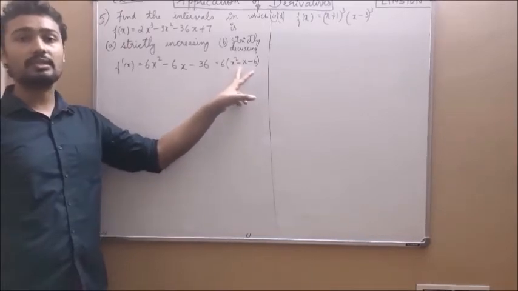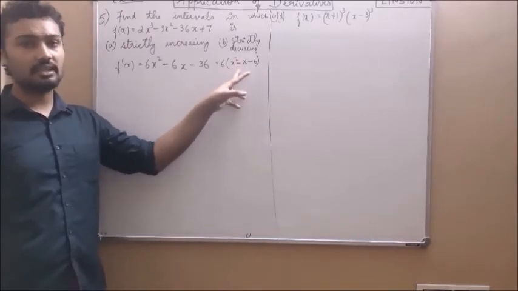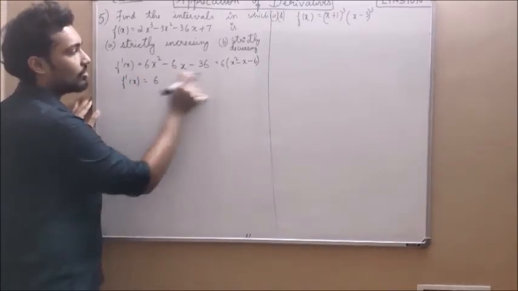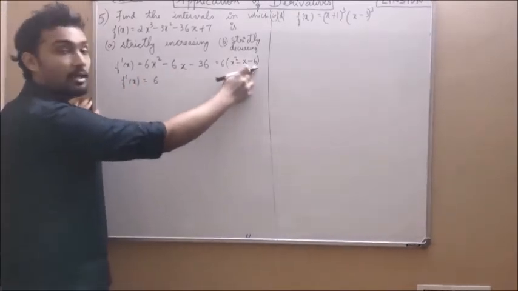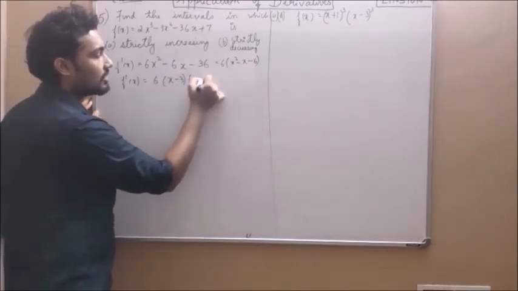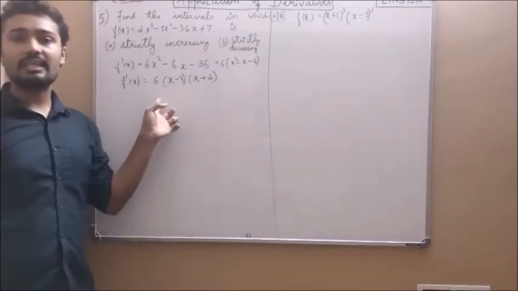This is a quadratic equation. This also can be simplified further. So we can write f dash of x is nothing but 6 into x square minus x minus 6. By splitting, we can write the factors x minus 3 into x plus 2. So this is f dash of x.